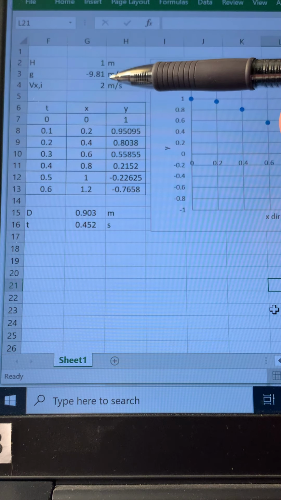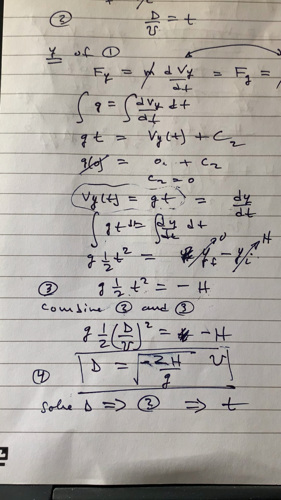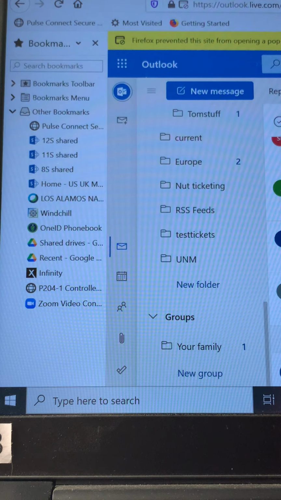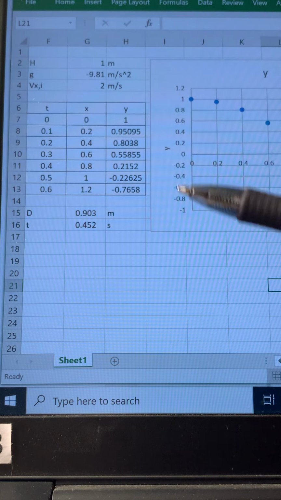Now, you may have been concerned about how you take the square root of a negative number, that's an imaginary number, but don't worry, because of the way we've defined our coordinate system, y is positive going up. This gravity vector is actually down, and so g is negative. And so this actually becomes a positive term, which lets you take the square root of it. And I'm going to just say that horizontal velocity is 2 meters per second, just as an example.